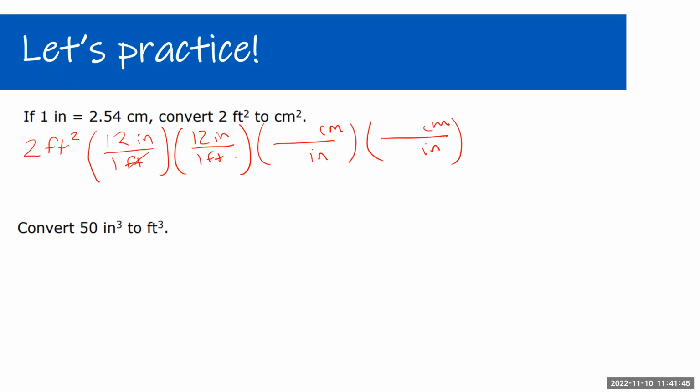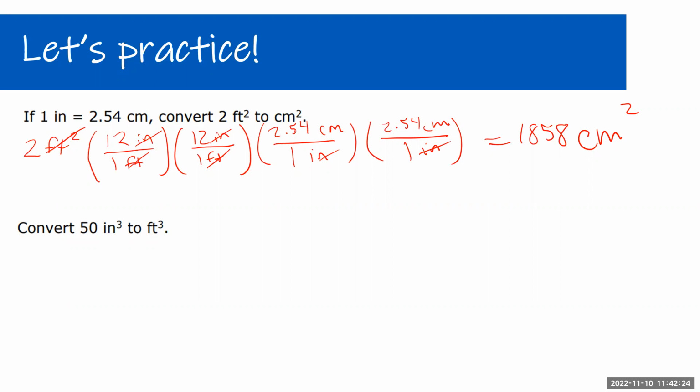So these feet are going to cancel off feet squared. This inch will cancel with this inch. This inch will cancel with this inch. We'll be left with centimeters squared. How many centimeters are there per 1 inch? Well, 2.54. So we have 2.54. If we multiply all of this across, we're going to get 1858 roughly. So 2 times 12 times 12 times 2.54 times 2.54 is going to give you somewhere around 1858.